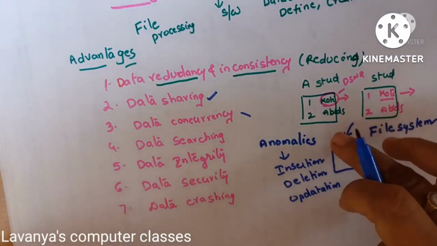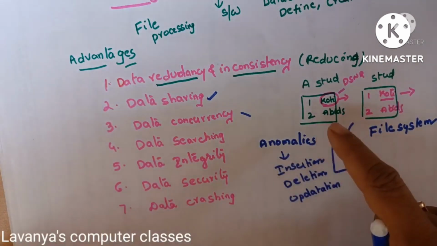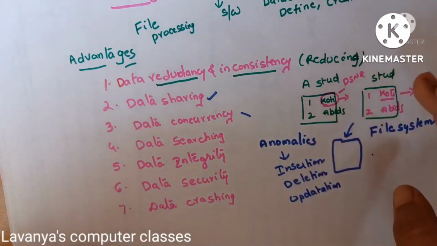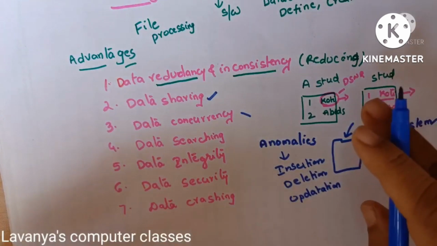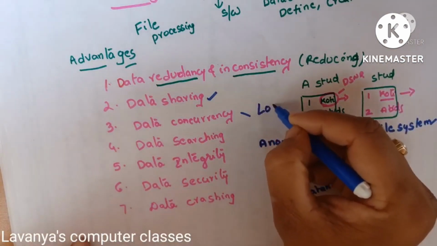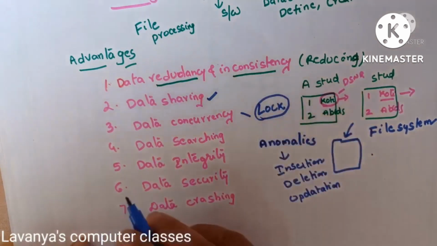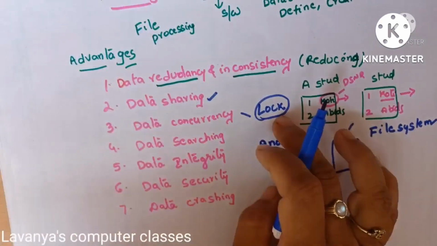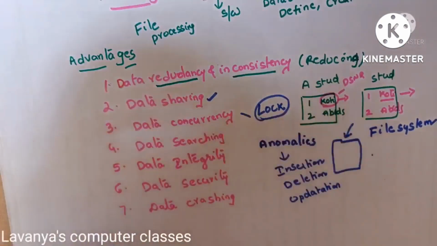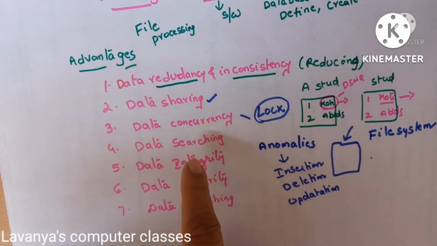So for reducing these anomalies, we have a locking system. How can you control it? Don't let a number of users work at a time. So in DBMS we have a lock system. Using the lock we maintain concurrency. These are known as concurrency control techniques. They are available in DBMS but not in file processing systems. So that is also one advantage, data concurrency.